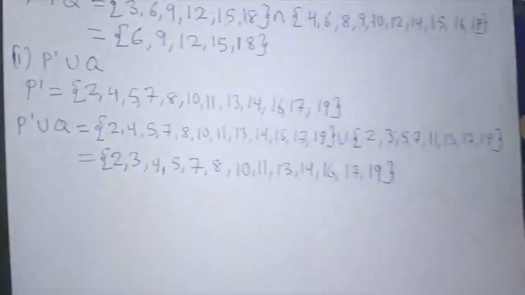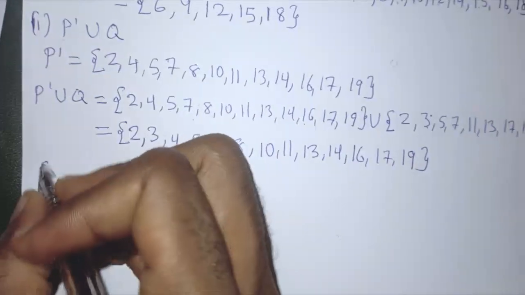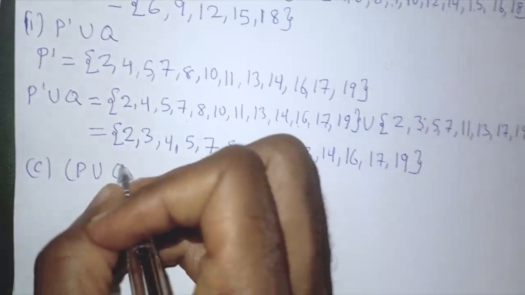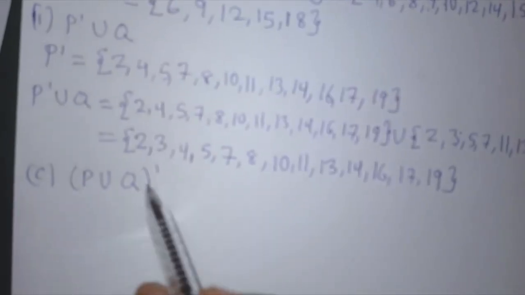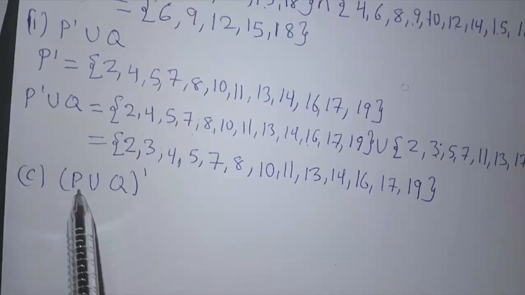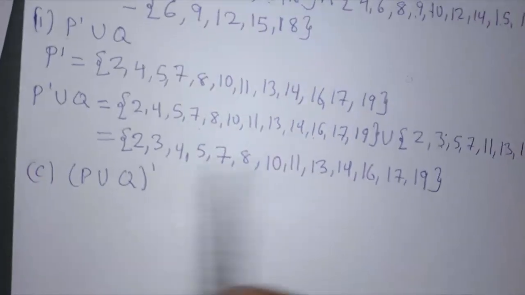So that is P prime intersection Q. Then the last question is that we should find C, which is P union Q prime. So when you have a question like this, when you have an operation included in the bracket here, the first thing you have to do is to find what you have in the bracket first, before you talk about the complement, the prime.